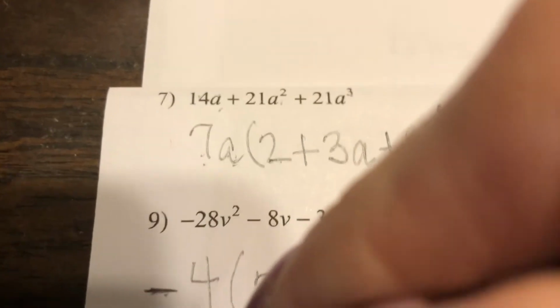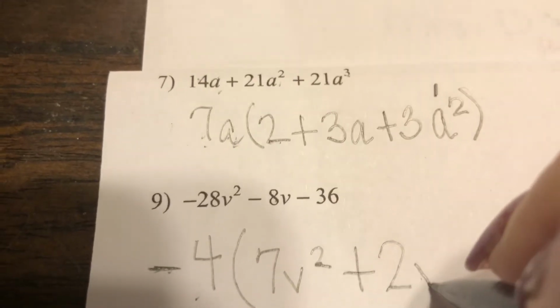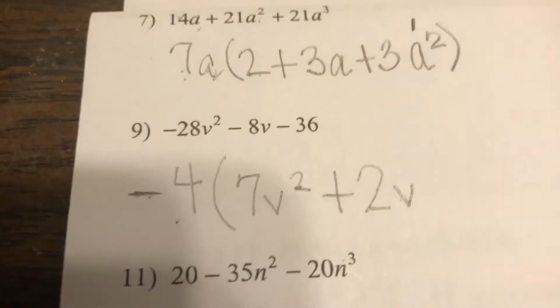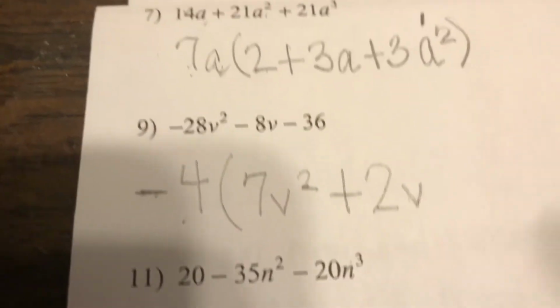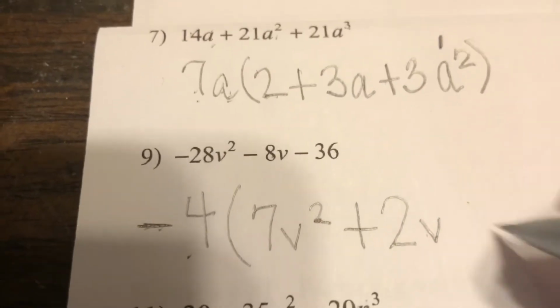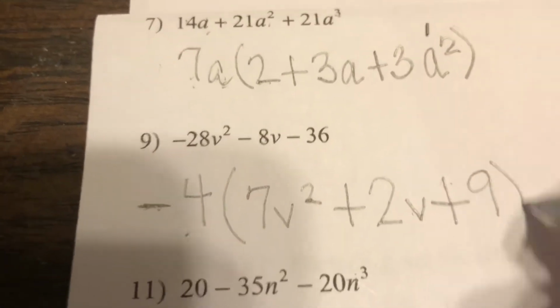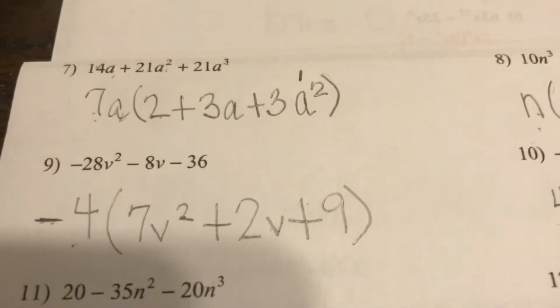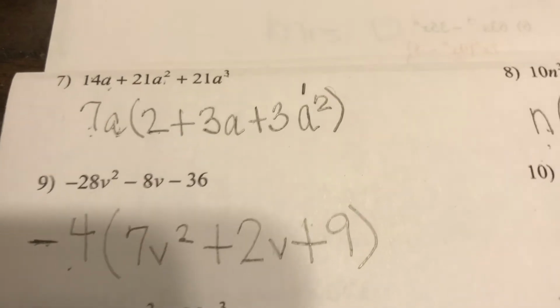Then negative 4 times 2 would give me a negative 8, and I'm going to keep the v since I didn't have anything to multiply that with. And then negative 4 times 9 would give me 36. And so that would be that if we were dividing that out, if we were factoring it by its GCF.